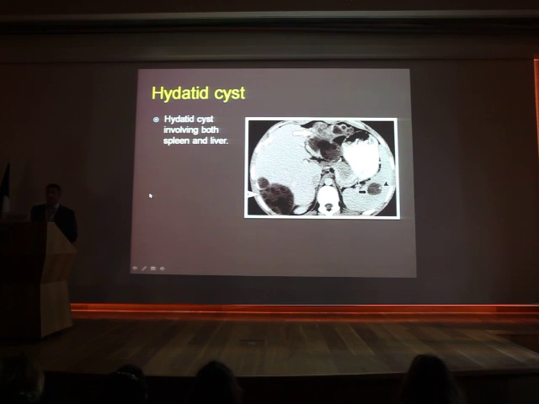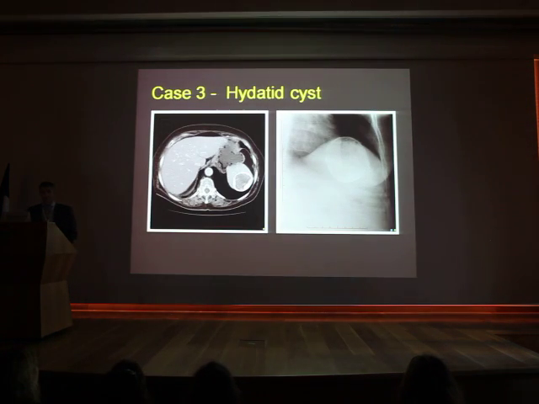And as I said earlier, we should look for other body organs that might have those cysts, because hydatid cysts usually will involve the spleen and liver together. And this is an example of a lesion in the spleen in a patient that has the definitive daughter cysts in the liver. So the case was the hydatid cyst in this case.